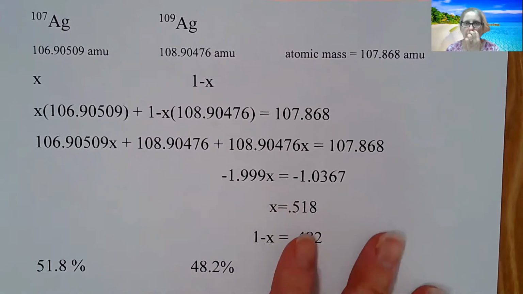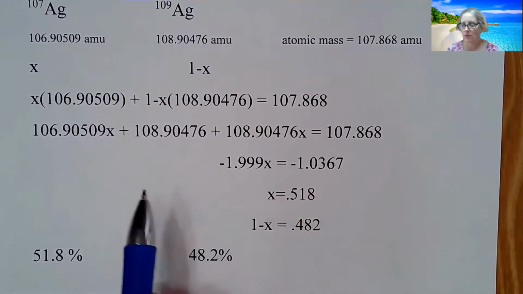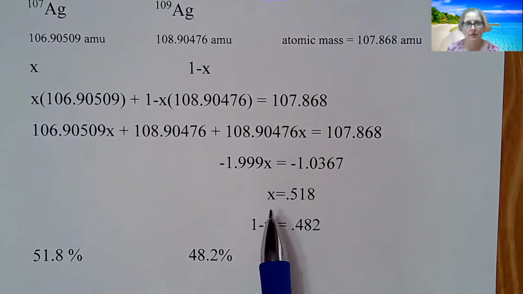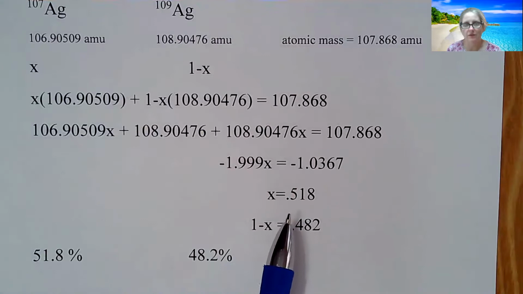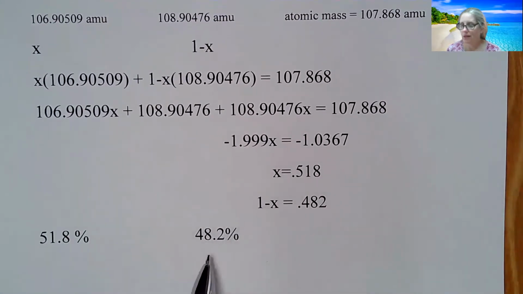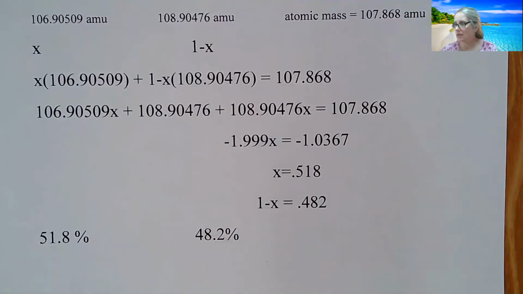So here we have essentially the solution to this problem. Again, you go through the same algebra as before, I've just changed the numbers. And so you should end up with Ag 107 being about 51.8%, and the other one, Ag 109, being 48.2%. So again, go through the math, double check that you put everything the same in your calculator, and that's how you do those calculations.